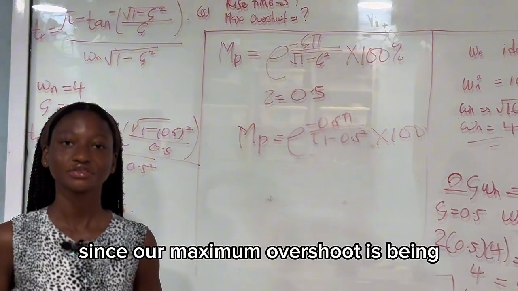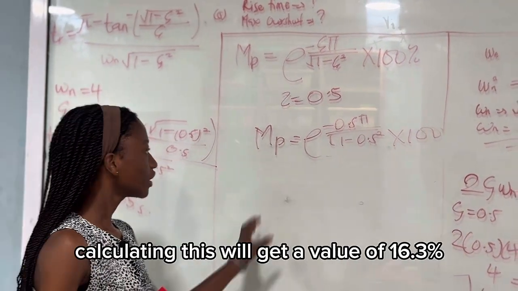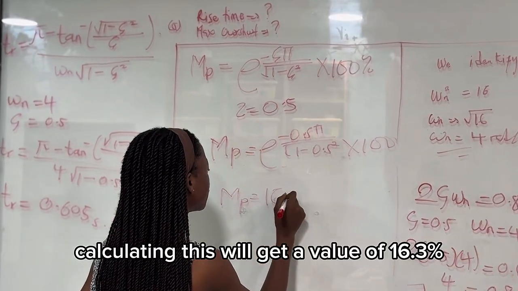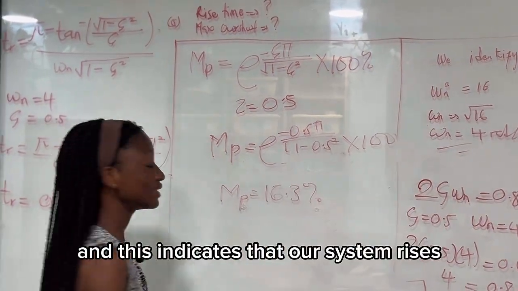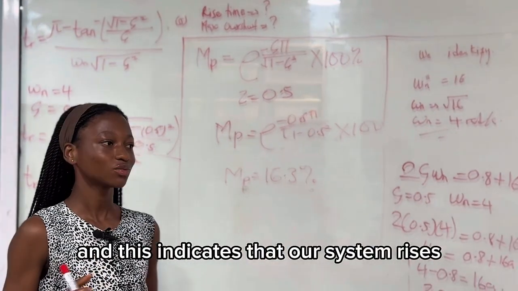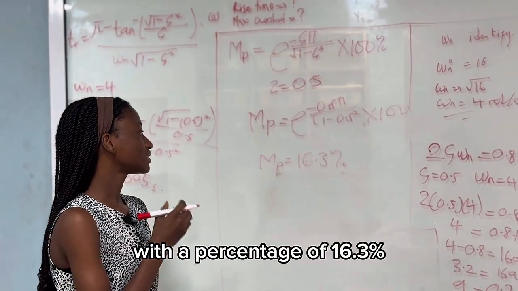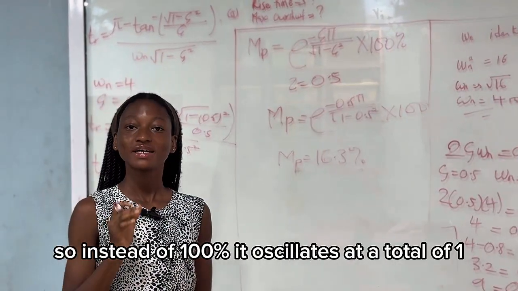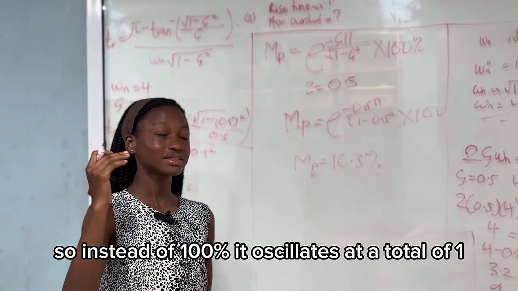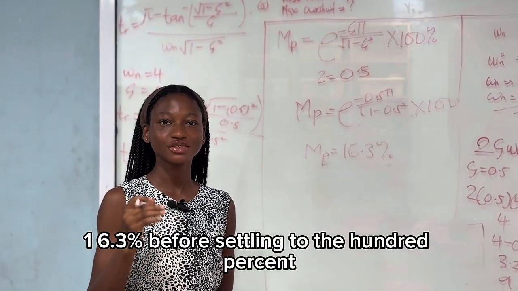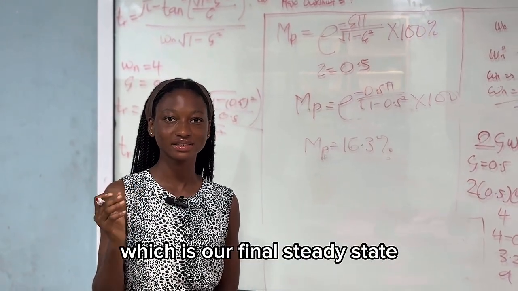Since the maximum overshoot is measured as a percentage, calculating this gives a value of 16.3%. This indicates that our system rises above the final steady state by 16.3%. So instead of 100%, it oscillates up to a total of 116.3% before settling to 100%, which is our final steady state.